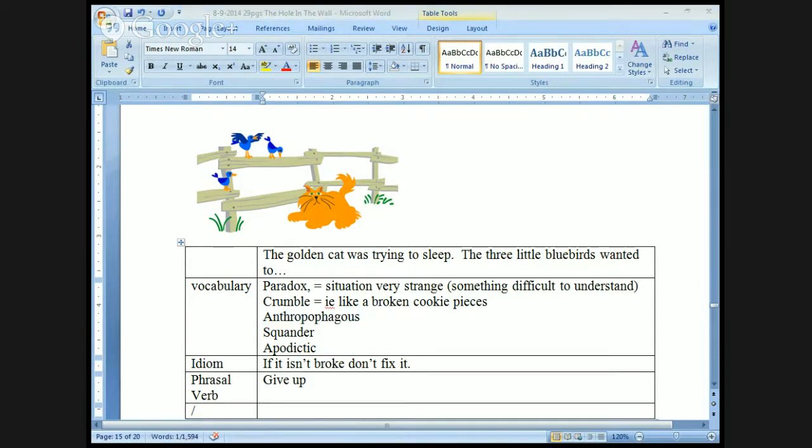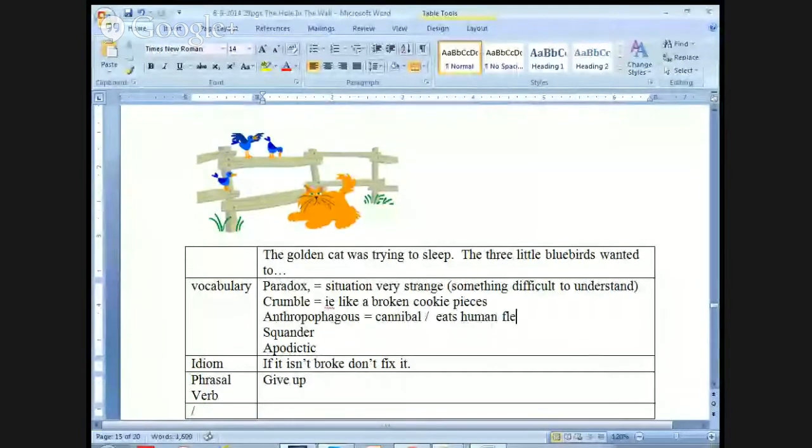What does this other word mean? Well, anthropophagus. It's a person who eats meat. It's like a cannibal. Perhaps it's simpler to say cannibal. Okay, we're going to call it a cannibal. A cannibal is someone who eats people. Yes. Okay.